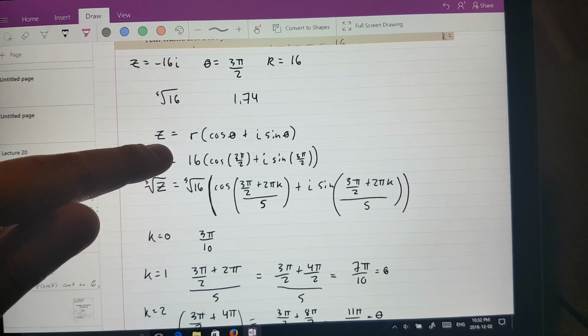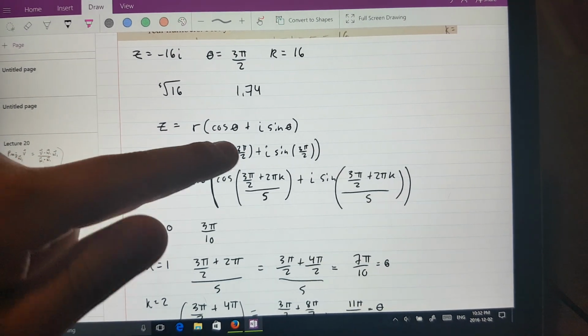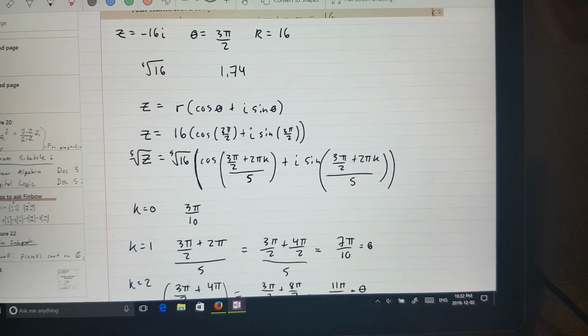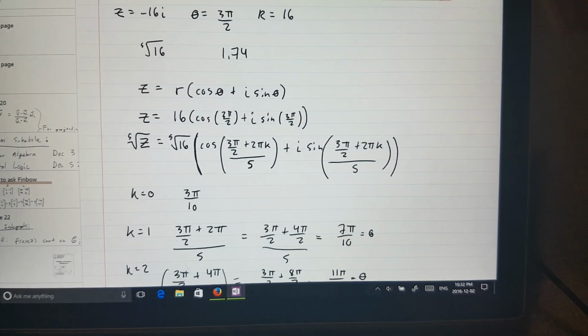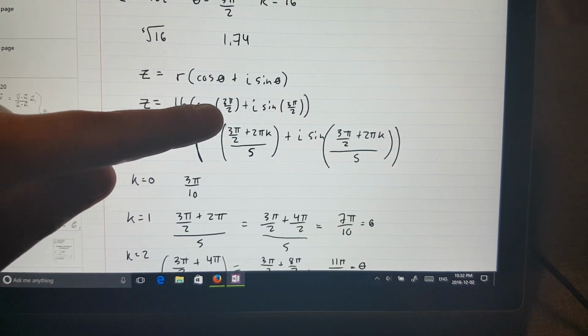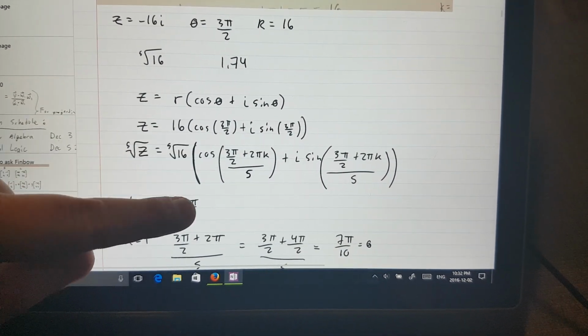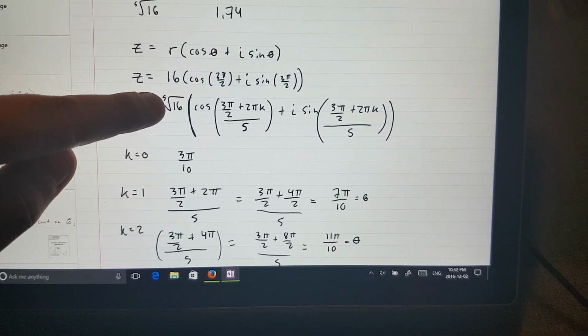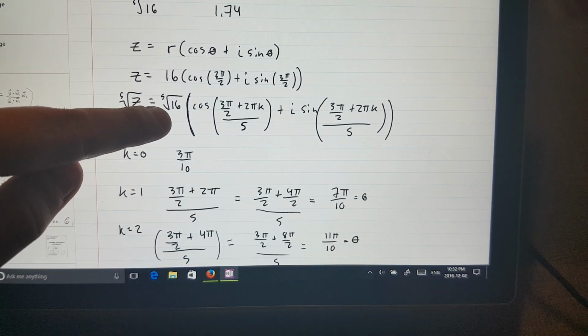So this is the general formula. z equals r times cosine theta plus i sine theta. And then you're going to get the radius, which we solved for, was 16. Cosine theta, where theta is 3 pi over 2. And then we're going to go ahead and compute the fifth roots of z, so it's just going to be that, the fifth root of 16.